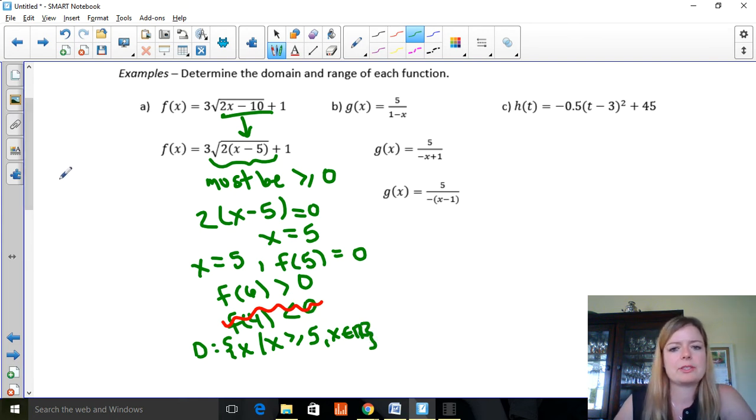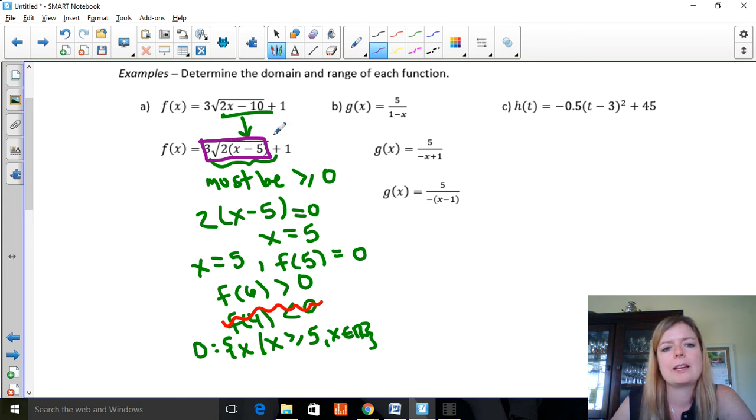I'm going to go over here to do the range, since I didn't leave myself much room there. So the range is anything that y can be. Now we have to remember that anything that comes out of this section, anything that's in the square root and multiplied by anything, the lowest it can be is 0.